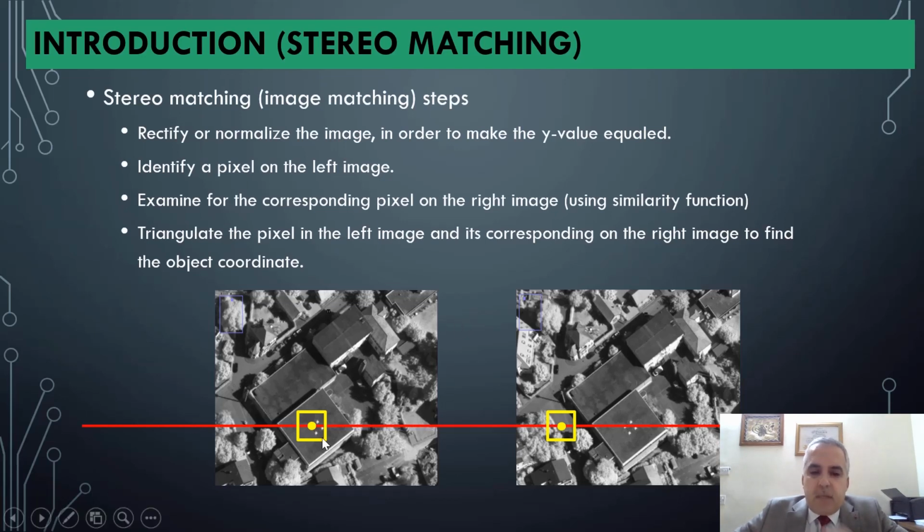Then we will identify a point on the left image, and after that we will search for the corresponding point on the right image by using some image matching technique. As you can see here, when we identify the point, it will search in the right image. First we will identify a point here, then we will locate a window around the point, then we will search for the corresponding point on the right image. The purpose of fitting a window around the point is to give a more robust result.